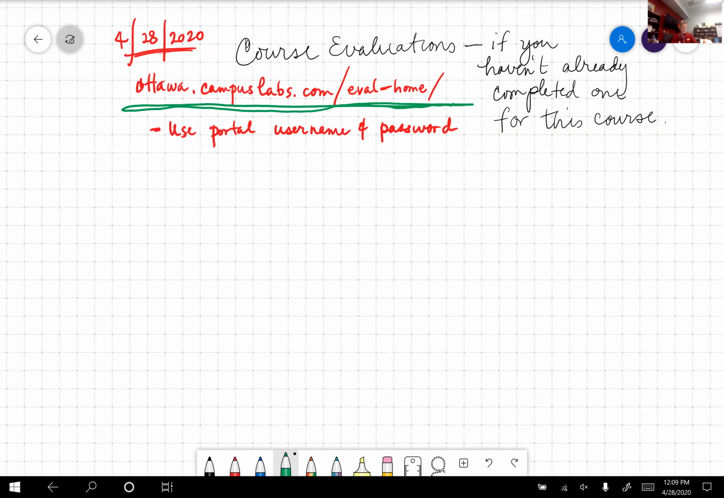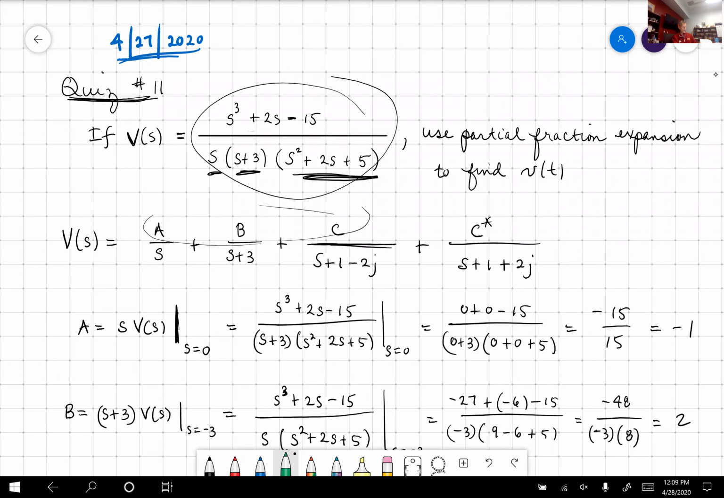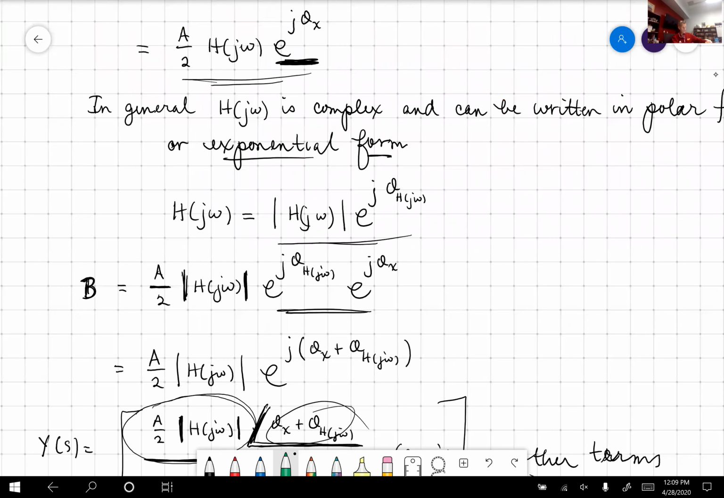Okay, so that was 1. Number 2, let me go to yesterday's lecture, and let me make sure I get the right one. It looks like 4/23, 23, 24. Yesterday, that one. So, scroll down to the bottom.